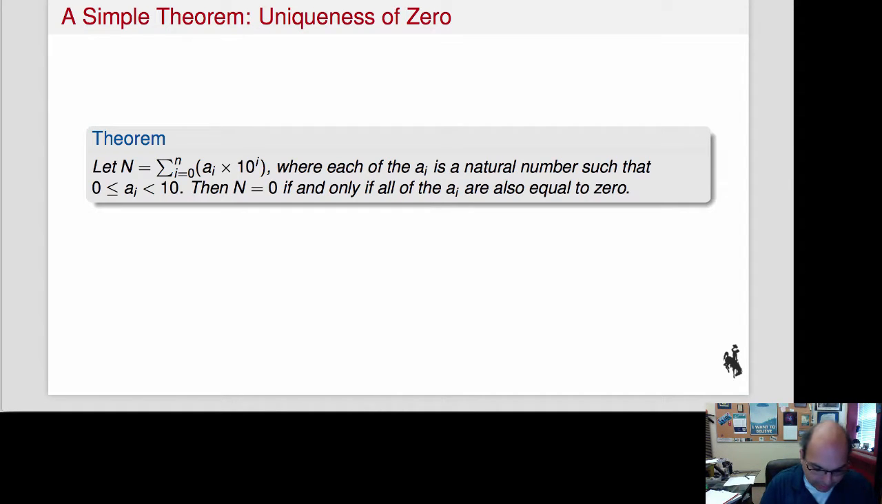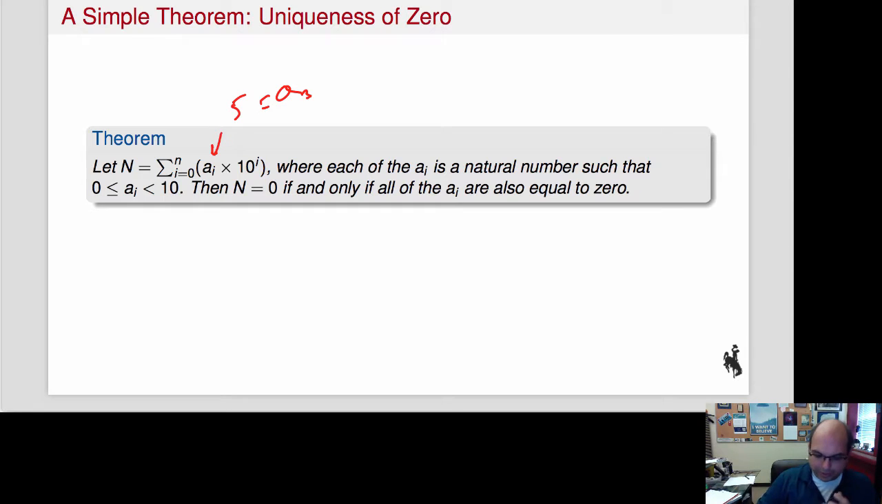Let's prove it. So what we have is that n is equal to this sum of a sub i times 10 to the i, and a sub i is a natural number that's between 0 and 9 inclusive, or 0 and 10 but not including the 10. So what we're going to claim is that n is equal to 0 if and only if all of the a sub i are equal to 0. If any of these a sub i happens to be, for example, 5, equal to a sub 3, then the number can't be 0.